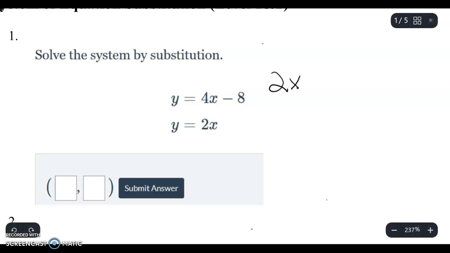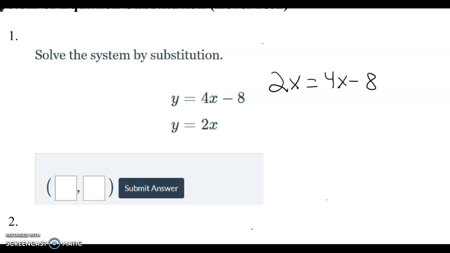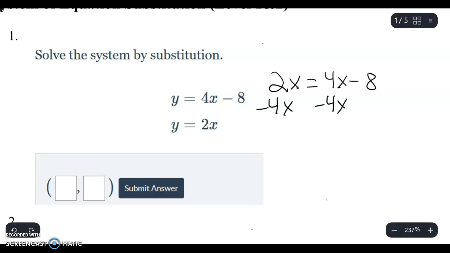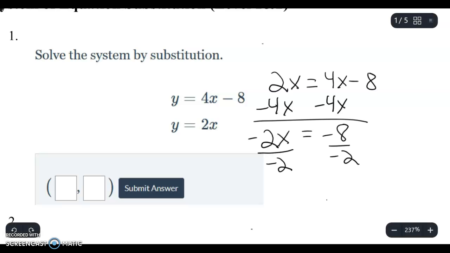And you got 2x is equal to 4x minus 8, and it doesn't matter which side you put the 4x minus 8 on, but I like to have it so that the variable stays to the left. Okay. All right. So now we're going to subtract 4x on both sides, and once we do that, now we have negative 2x is equal to negative 8. And then we're going to divide by negative 2. And x is equal to a positive 4.